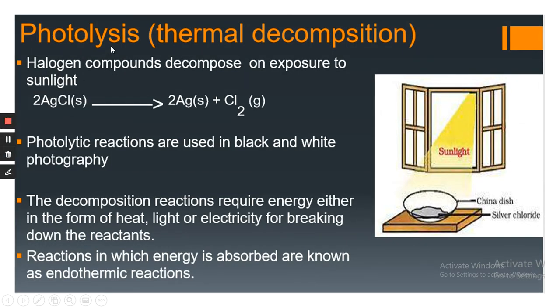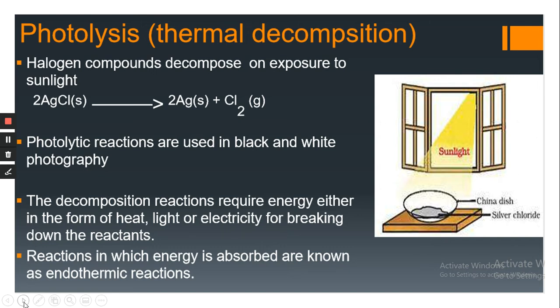Now photolysis. Photo means light. Halogen compounds decompose on exposure to sunlight, like AgCl, silver chloride. If you keep this silver chloride in sunlight in a china dish, because of heat as well as because of light, this compound will break down into silver and chlorine gas. Photolytic reactions are used in black and white photography.